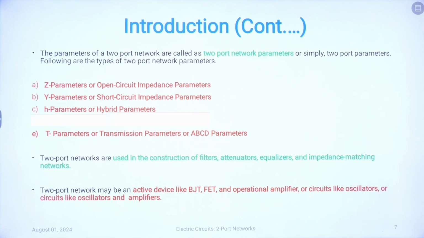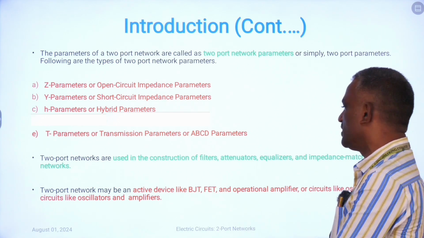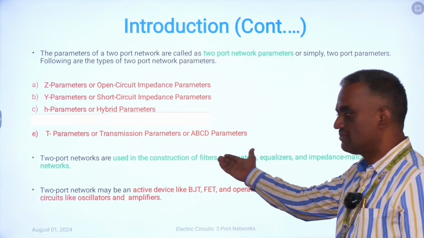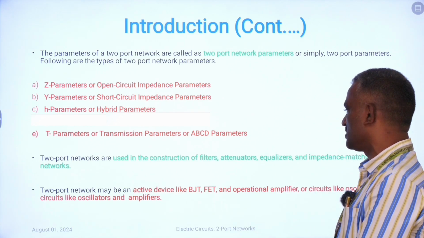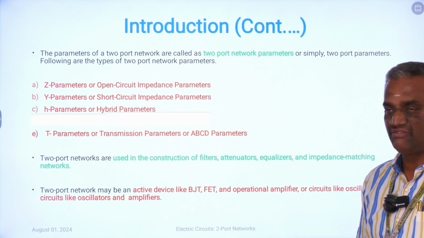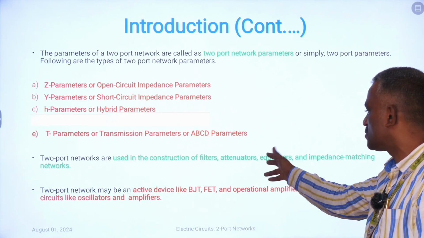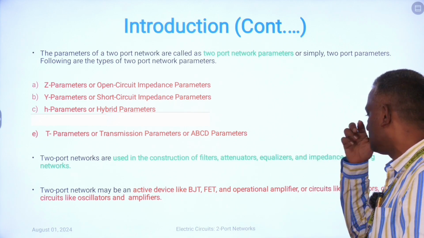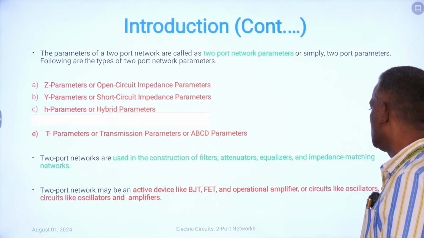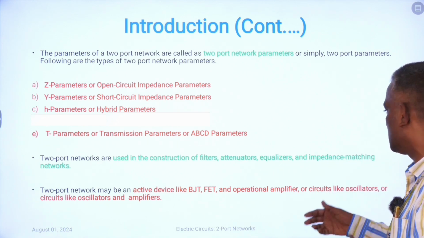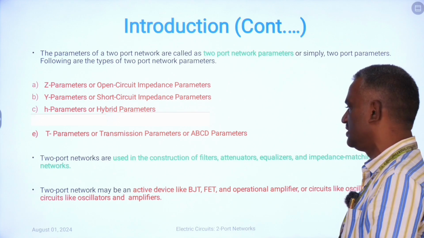So what about the application of two-port network? One-port network was used in two-terminal devices. This two-port network will be used in the construction of filters, attenuators, equalizers, and impedance matching networks. As the name indicates, a filter will filter out the unwanted ripples, an attenuator will convert a strong signal to a weak signal, and an equalizer will equalize the volume of the frequency in an audio signal. Impedance matching takes place between two circuits, matching the impedance between them.